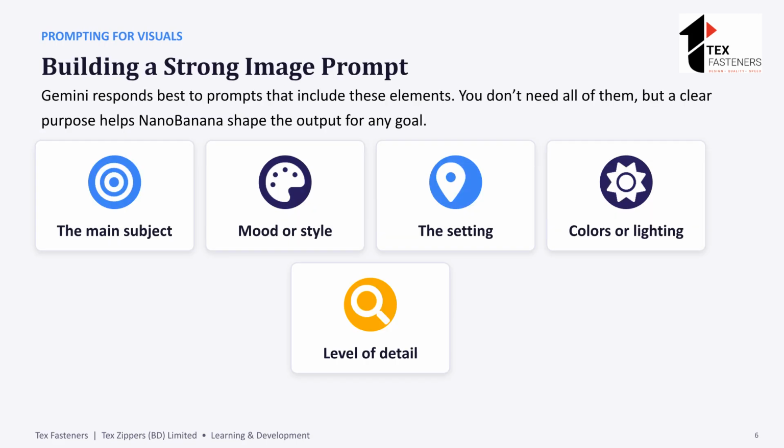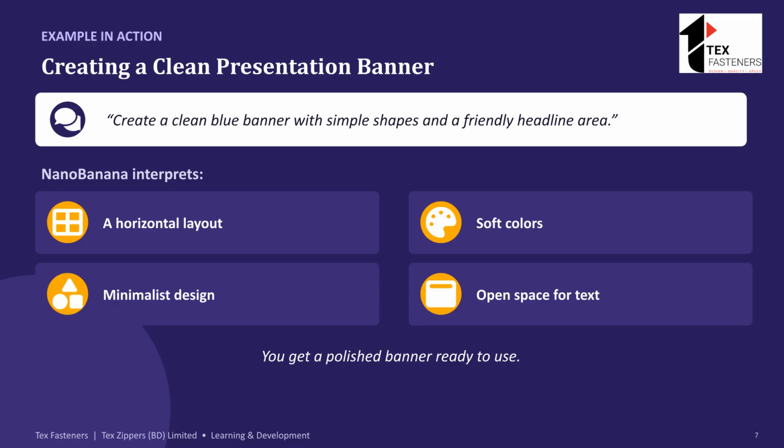To get better visual results, give Gemini useful information about what you want. A strong image prompt can include several elements. Start with the main subject. Then consider the mood or style. Describe the setting. Include important colors or lighting. And specify the level of detail you want. You don't need to include every element in every prompt. But the clearer your purpose and description, the easier it is for Gemini to shape the visual you have in mind.